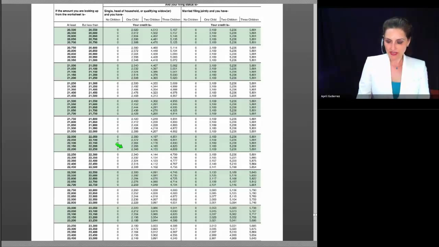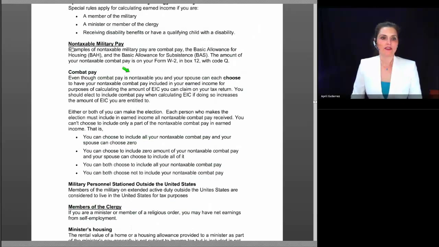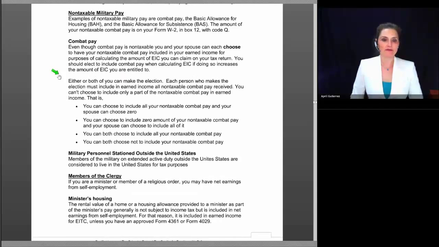Moving back into the manual, what page was I on? Non-taxable military pay. I think I've pretty much explained to you the rules for combat pay, but I just wanted to remind you again of the specific detail. Either you or your spouse or both of you can separately make the election to include combat pay in income for purposes of calculating the earned income credit, but you can't include only part of your individual combat pay. It's either all or nothing for each of you respectively.